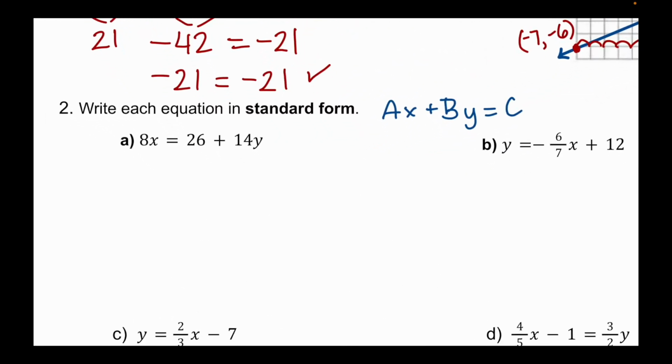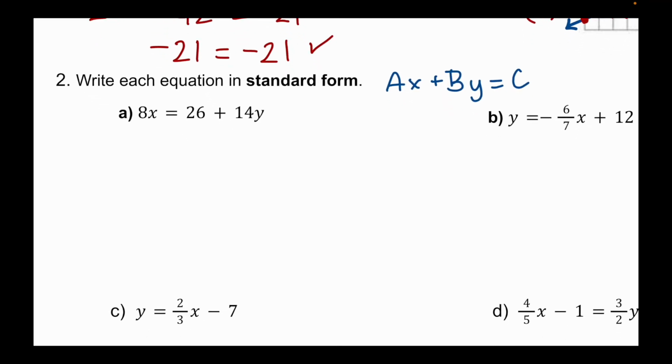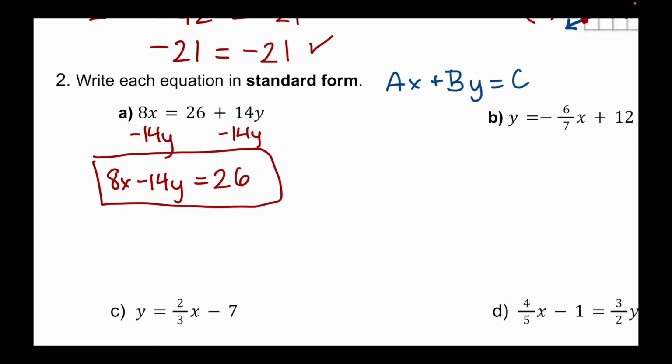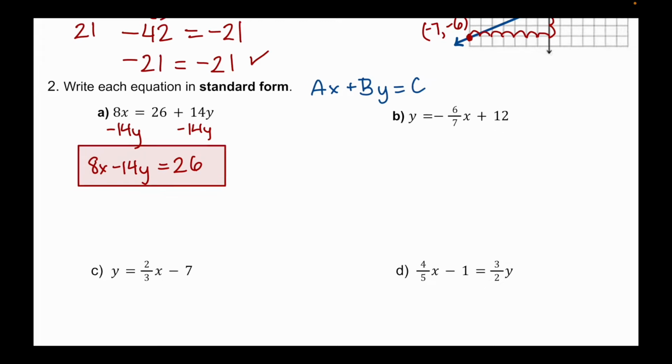So let's do that here. And with this first one, I just need to rearrange it a little bit. I have x on the left, but I have the number and I have 14y on the right. So I'm going to subtract 14y from both sides. And that would give me 8x minus 14y equals 26. And this is standard form.